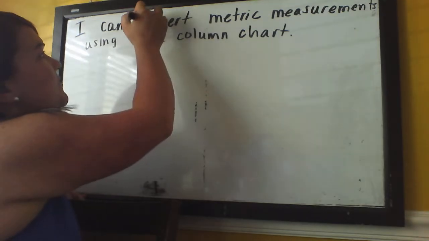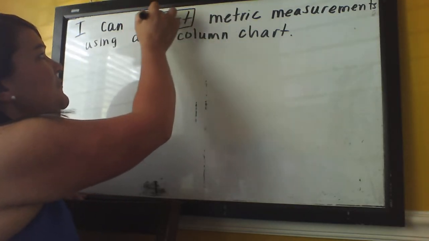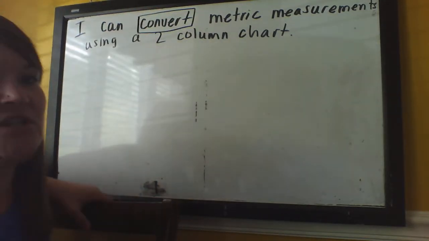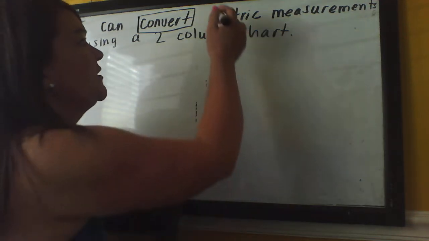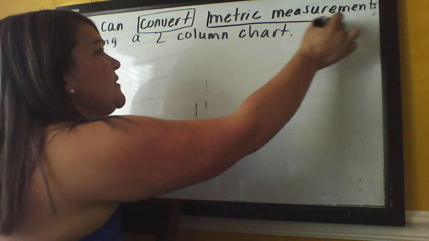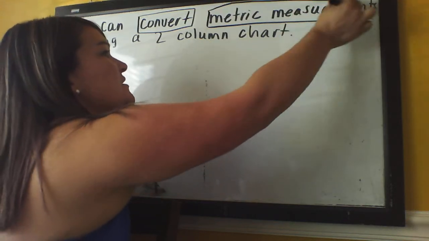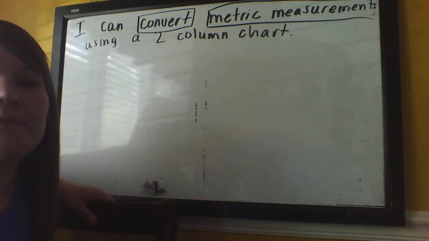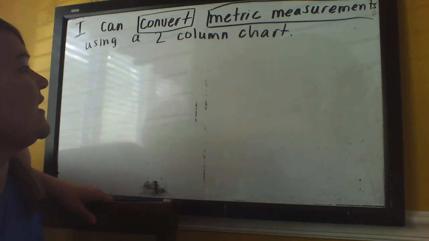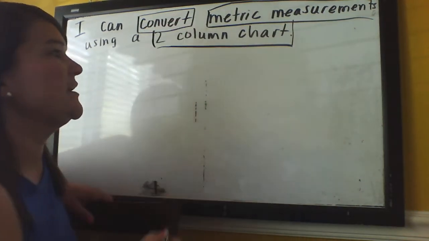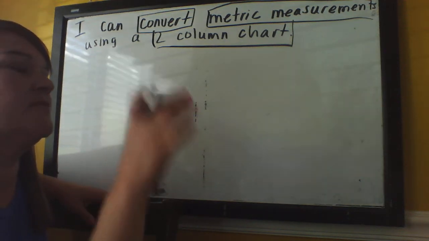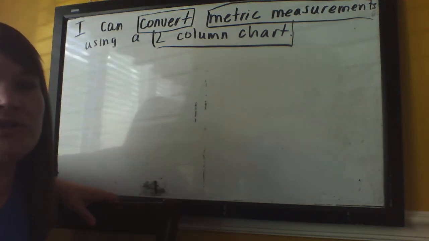We're going to focus on this word convert, and if you remember from yesterday, convert means to change it from one measurement into another. Metric measurements, remember, the base units are gram, liter, and meter. And then this part about a two-column chart. A two-column chart is just going to have two different parts to a chart.